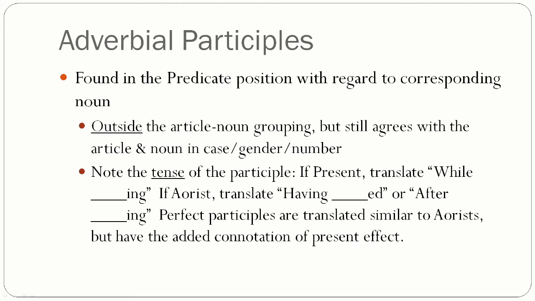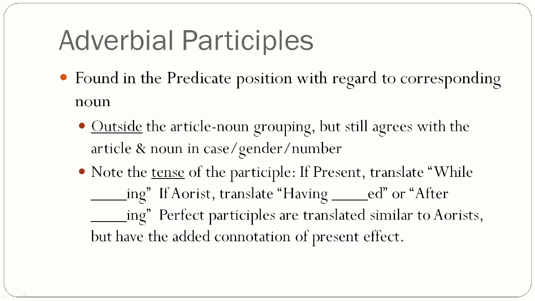They are found first of all in the predicate position. If you remember from chapter 6, predicate position means that it is sitting outside of the article-noun grouping. However, notice here, it still agrees with the article and noun in case, gender, and number. Sometimes there will be several words in between the participle and the article-noun group, but that participle will still agree with the article and noun in case, gender, and number. So you know that they're still related, even if they're in very different parts of the sentence.